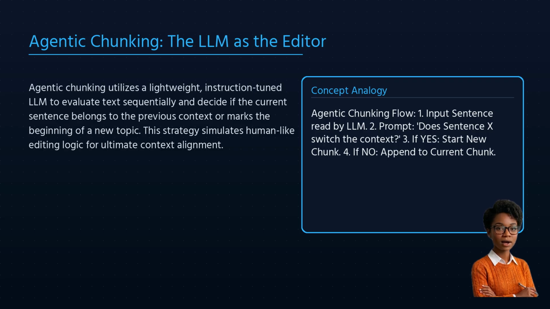While this method is computationally heavier and more expensive, it generates contextually perfect chunks that align perfectly with how humans organize documents. If you are handling mission-critical, high-value data where retrieval errors could cost millions, this agentic approach is the gold standard of modern enterprise AI.